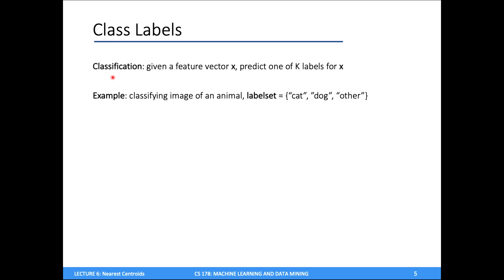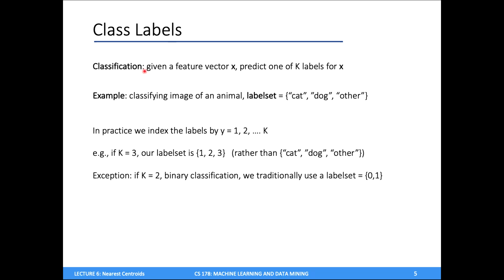For example, we might be wanting to classify an image of an animal. So our features represent some kind of image, and we might be trying to predict a label for this image. Maybe our labels live in some finite set. Here, our labels might be, say, cat, dog, or something else. So this is a classification problem with 3 potential labels.